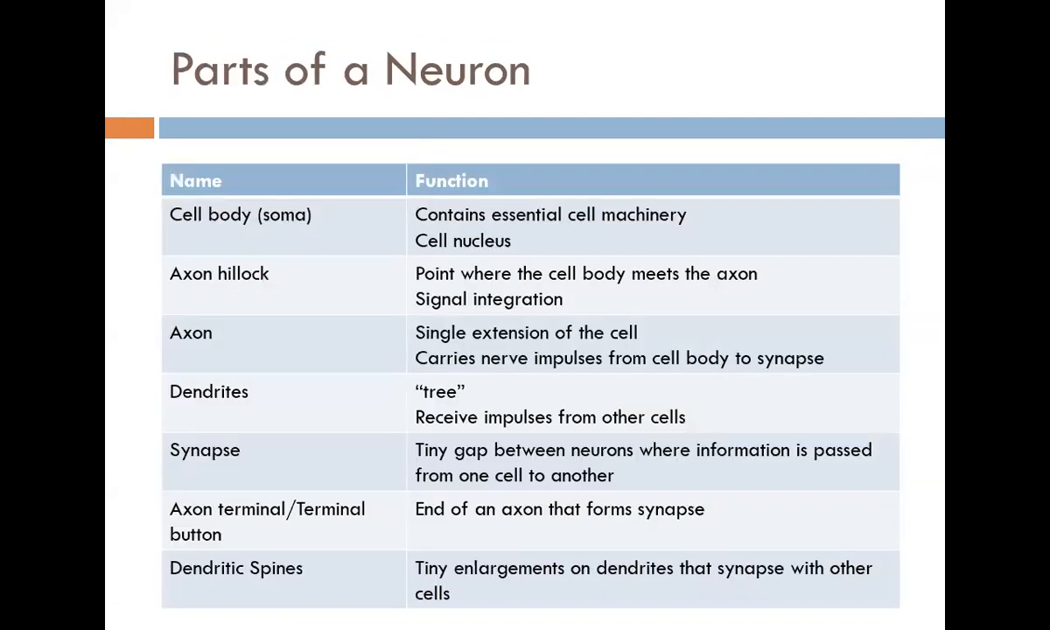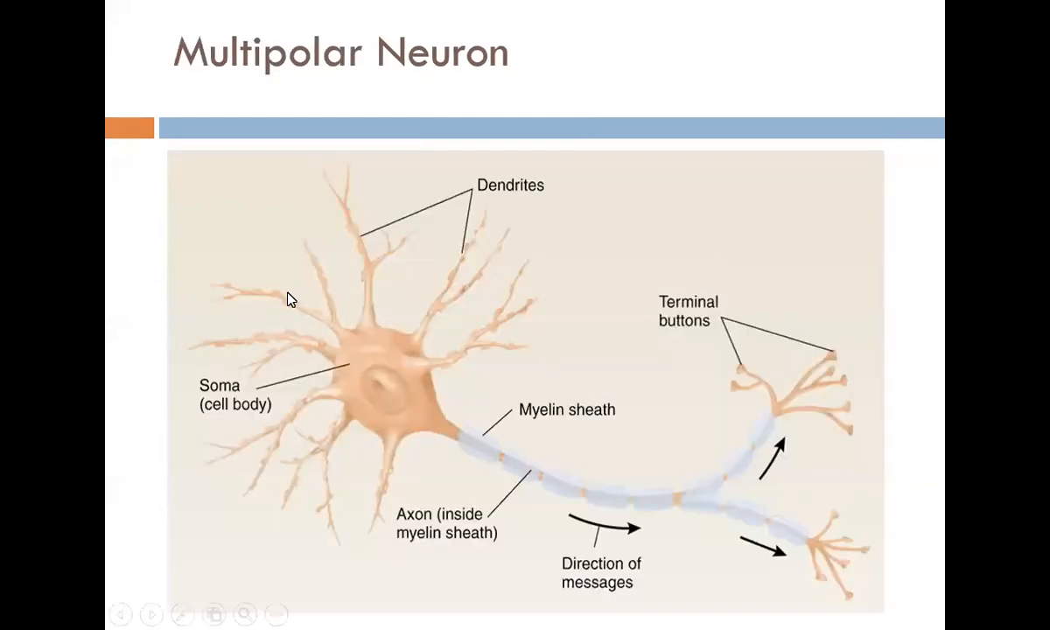Finally, we have dendritic spines, and these are little extensions of the dendrites to basically increase the surface area of the dendrites. So you see these little bumps? These are spines. What that means is it allows for more connections to other neurons because there's more surface area for it to connect to.